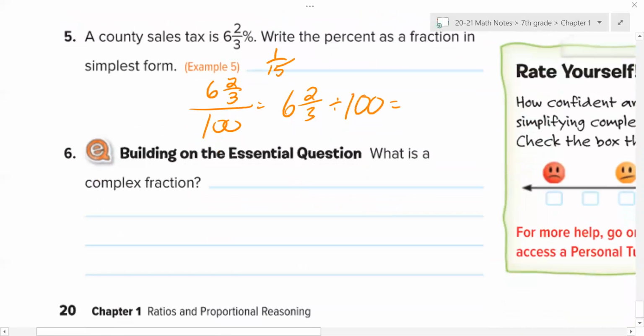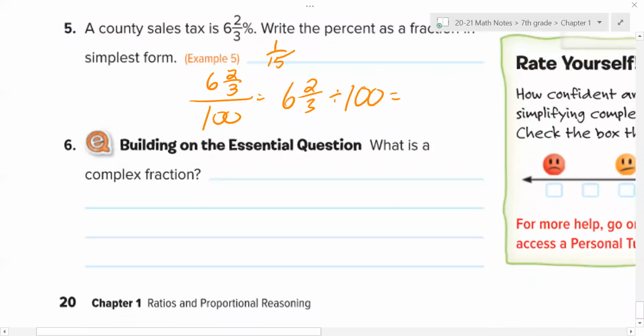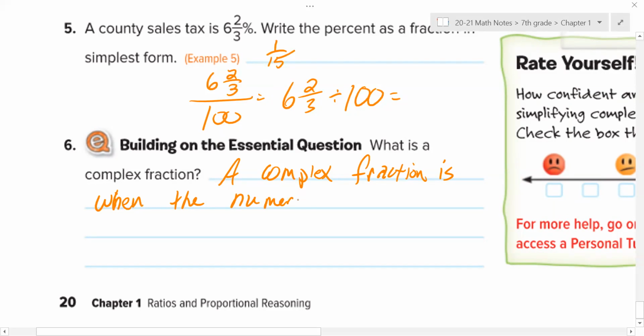So it's 1/15. What is a complex fraction? Well, thanks for asking. A complex fraction is when the numerator or denominator is a fraction.